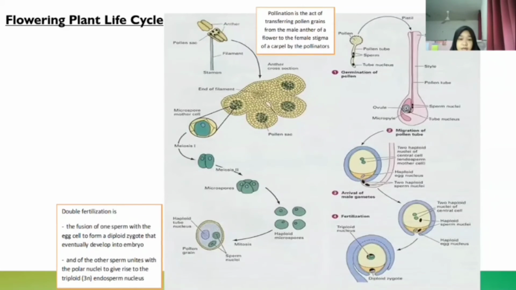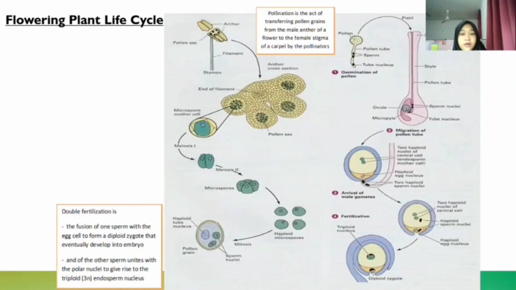During its transit inside the pollen tube, the generative cell divides by mitosis to form two sperms. When the pollen tube reaches the ovule, it will discharge the sperm. This is when the double fertilization will occur. So we can say that the germination of the pollen grain will happen before the pollination.